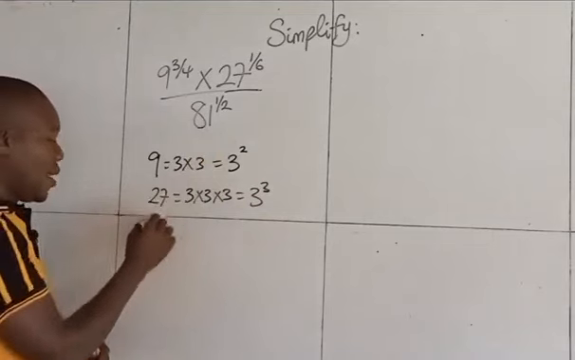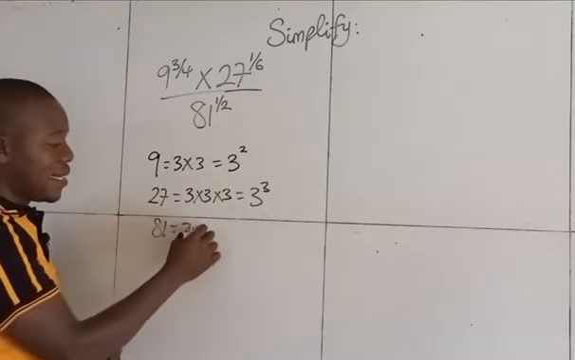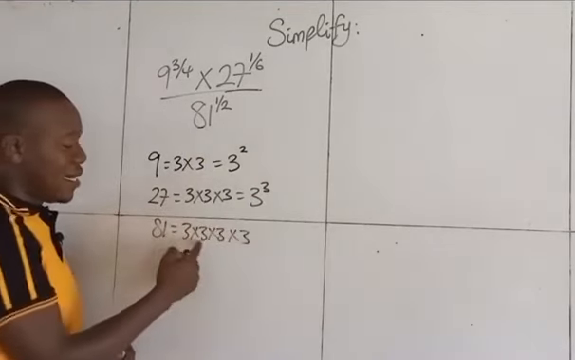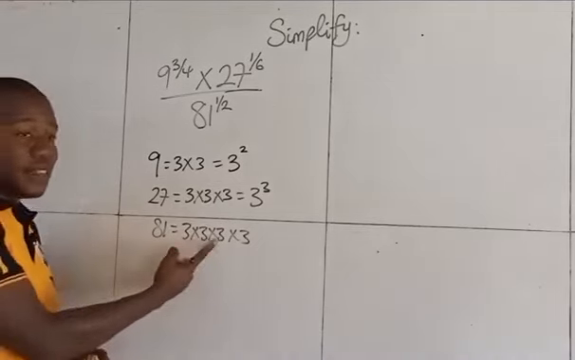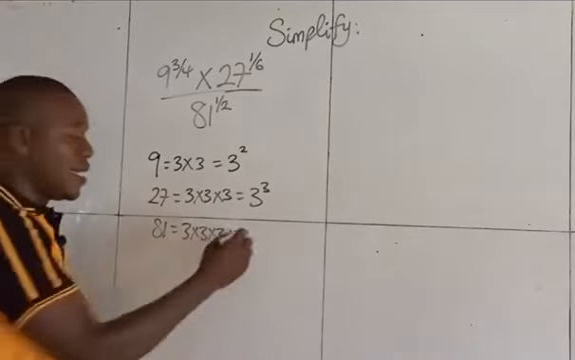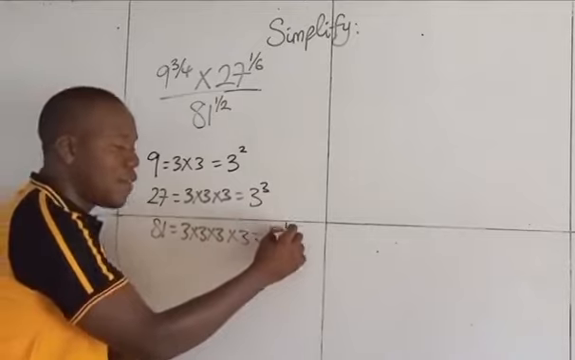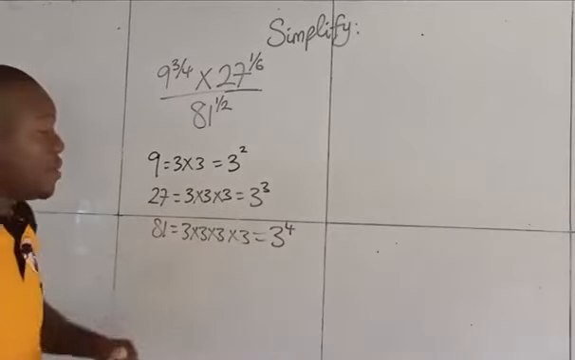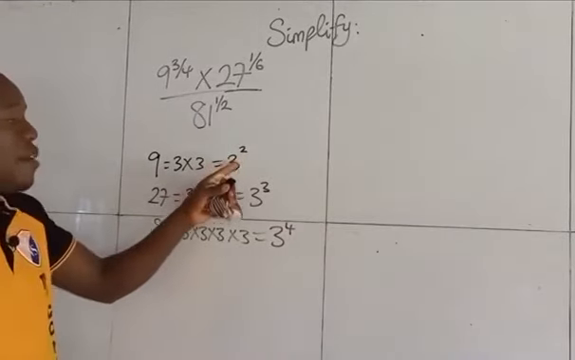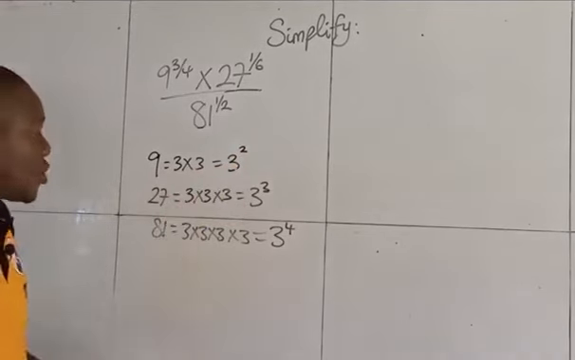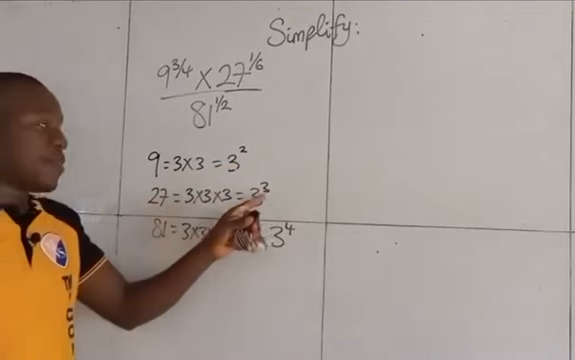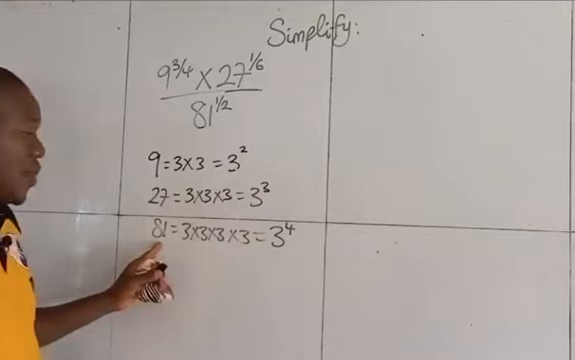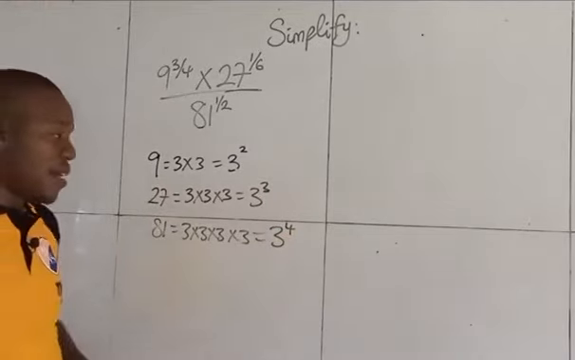And finally, 81 is the same as 3 times 3 times 3 times 3. 3 times 3 is 9, 9 times 3 is 27, 27 times 3 is 81, which is the same as 3 to the power of 4 in index form. What this means is that 9 can be expressed as a power of 3, 27 can also be expressed as a power of 3, and 81 can be expressed as a power of 3.